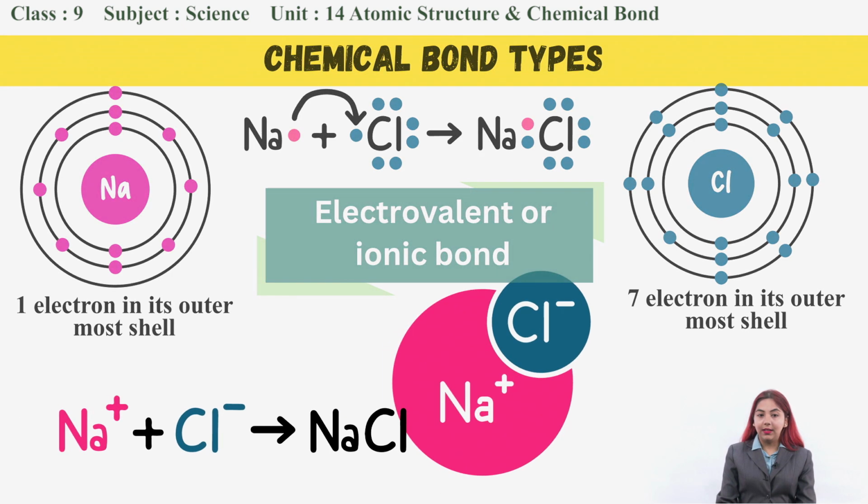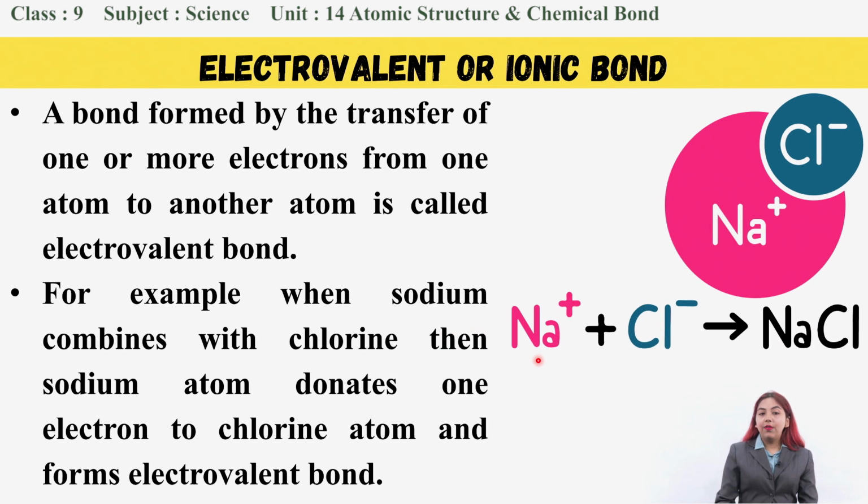So let us define this. Electrovalent bond is the bond that is formed by the transfer of one or more than one electron from one atom to another atom. For example, as we just studied, when sodium combines with chlorine, sodium donates 1 electron to chlorine to form sodium chloride, and the bond between sodium and chlorine is known as electrovalent bond.